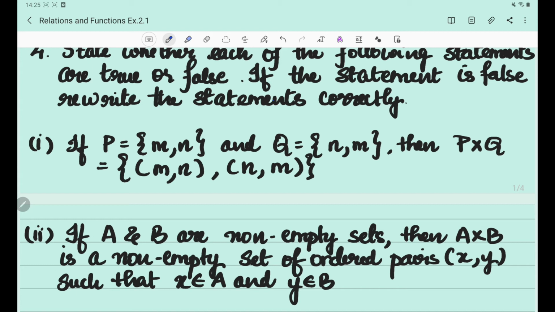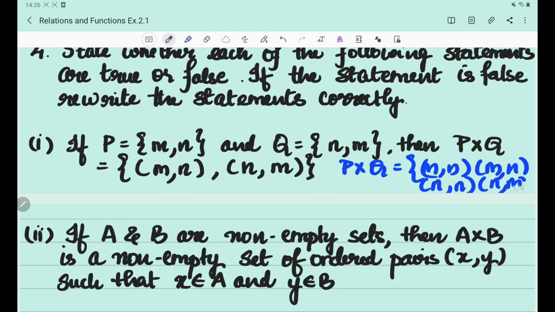So now let's directly find what is P cross Q. P cross Q is what? Set of all ordered pairs of P and Q, right? So what are the possible relations? M comma N, then what is the next one? M and M, again N and N, and N and M. So there are four ordered pairs and only 2 are given over here. So what can you say? It is a false statement.